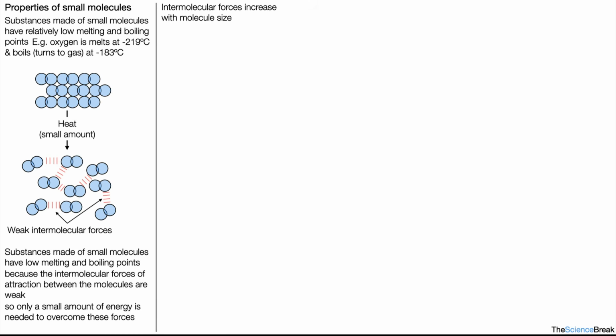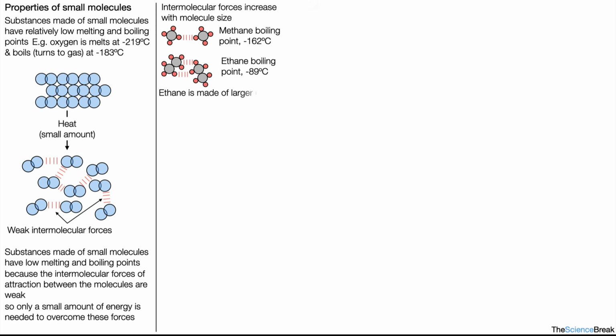Those intermolecular forces increase with molecule size. This is methane. It has a boiling point of minus 162 degrees Celsius. You don't need to memorize that number. But if we look at ethane, made of slightly larger molecules, its boiling point is higher. Minus 89 degrees Celsius is higher than minus 162 degrees Celsius. Ethane is made of larger molecules, so has stronger forces of attraction, which need more energy to break, so therefore the boiling point is higher.